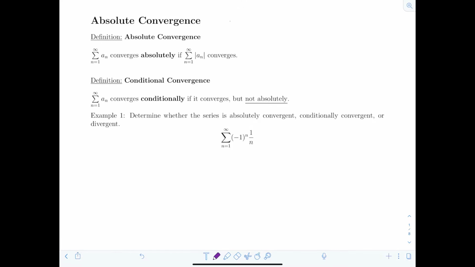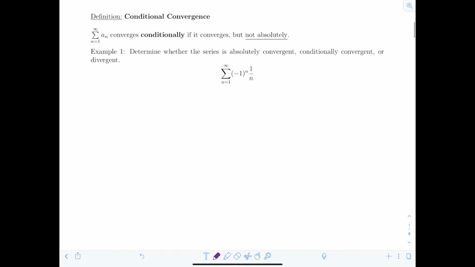Okay, so we're going to determine whether the following series in example 1 is absolutely convergent, conditionally convergent, or divergent. You always want to test first for absolute convergence. We'll get into why in just a minute, but that's how I'm going to begin this problem. So I'm going to test for absolute convergence.